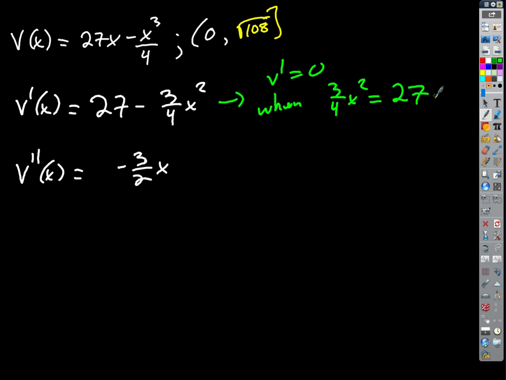Very good with that? Okay. If I set that equal to 0, I would just add that term to the other side. So all I got to do is multiply both sides by 4/3, which is going to give me 36. So what's x? I mean, it's plus or minus 6, but of course we don't want the minus because that's not in our domain, right? So we only get one critical number when we make our table.